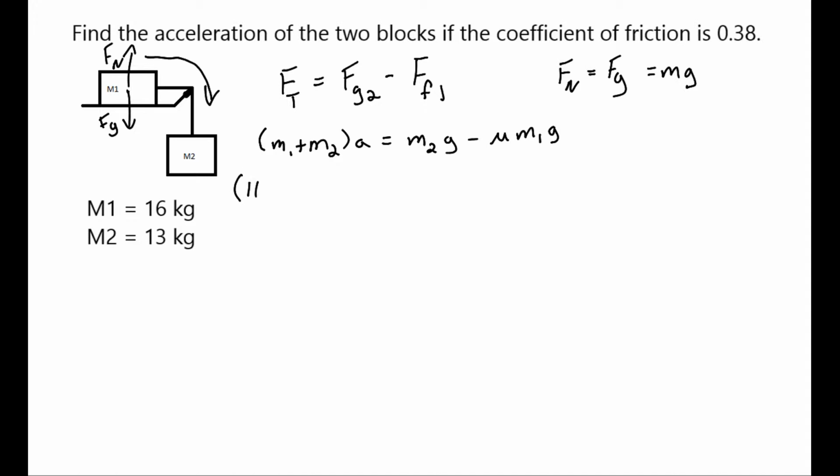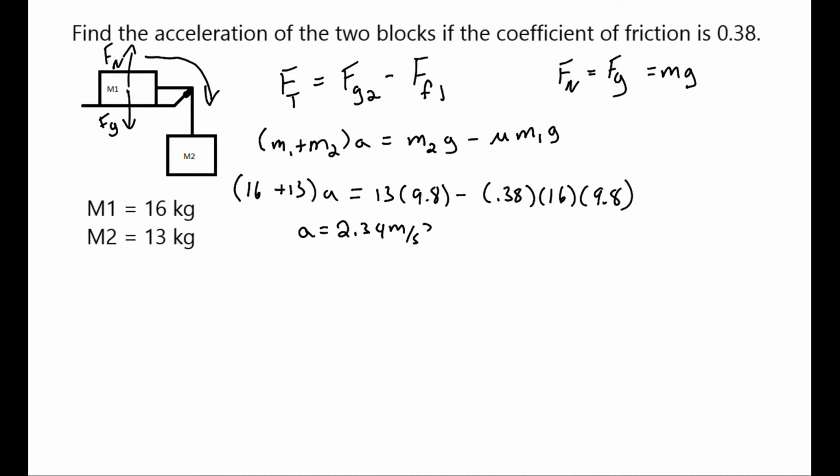So now I've got 16 plus 13 times A equals 13 times 9.8 minus 0.38 times 16 times 9.8. That gives 2.34. All right. Any questions on that one?